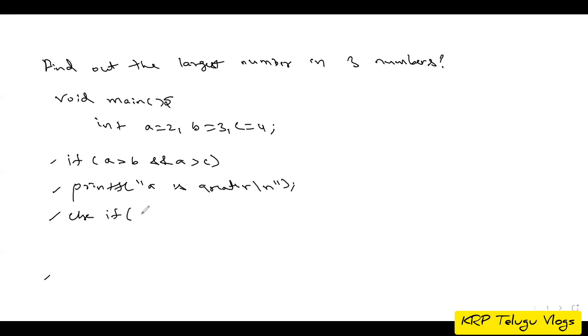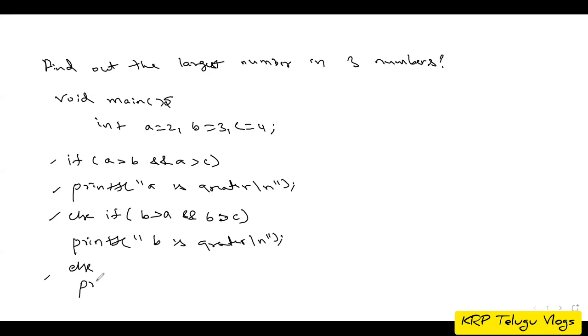Else if b greater than a and b greater than c, printf b is greater, else printf c is greater.